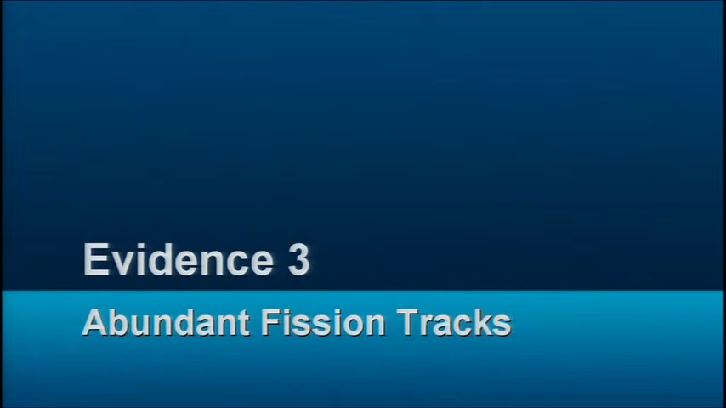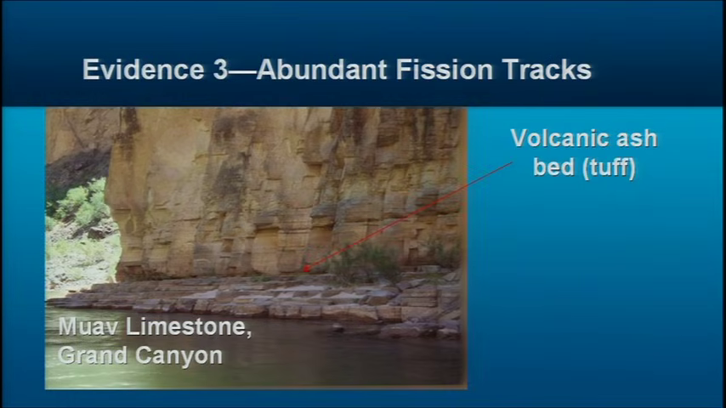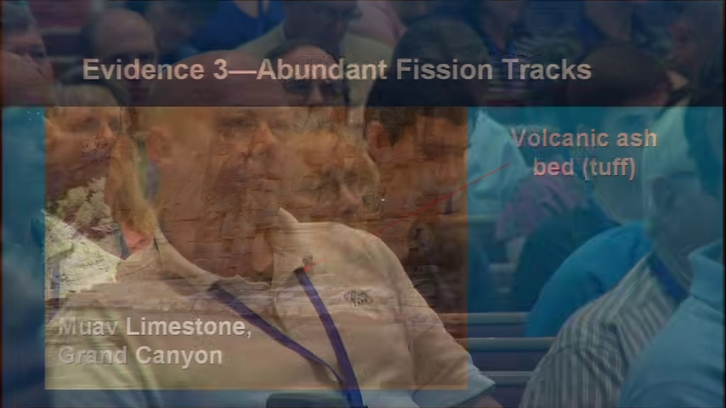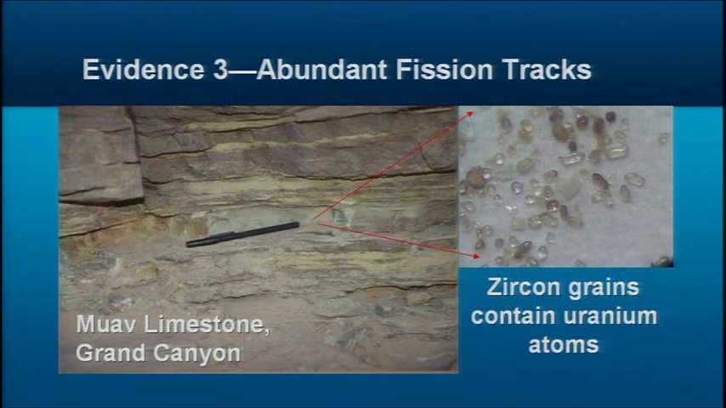Evidence number 3, abundant fission tracks. Now, what on earth are these? Well, let me explain. Again, let's go to the bottom of the Grand Canyon. In one of the limestones down the bottom of the Grand Canyon, inside it, there's a little volcanic ash bed from a volcanic eruption. And inside this volcanic ash bed, which as you can see there where the pen is for scale, is only about 2 to 3 inches thick, this volcanic ash bed contains zircon crystals, these zirconium silicate crystals that contain uranium atoms.